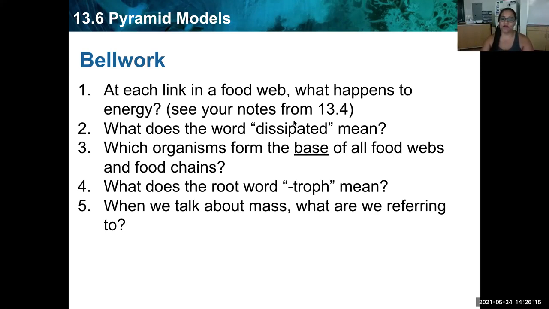Which organisms form the base of all food webs and all food chains? What's found at the bottom? Producers, good.